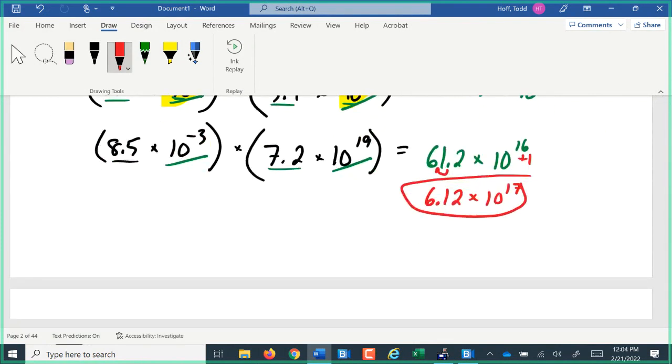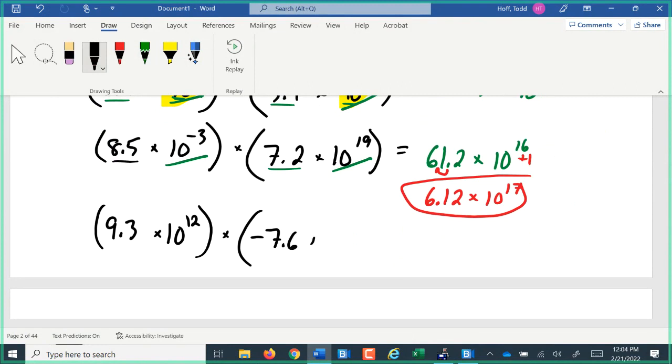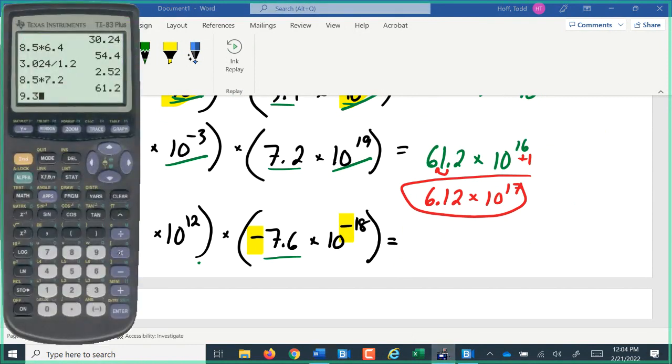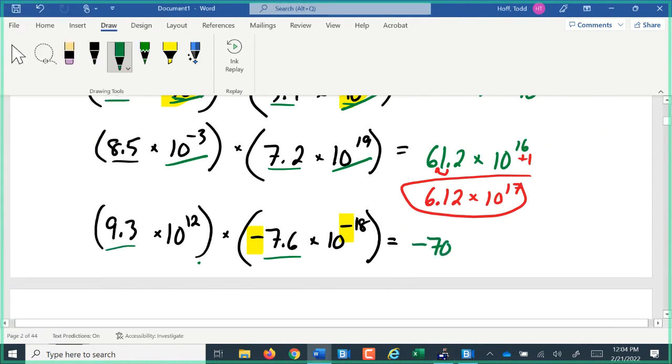Or we might have 9.34 times 10 to the 12th times a negative 7.6 times 10 to the negative 18th. Now remember we said the negative up front here and the negative on the power work totally independently from each other. Not affect each other a bit. So the 9.3 times 7.6. 9.3 times a negative 7.6 will be a negative 70.68. Times 10 to the 12th times 10 to the negative 18th.